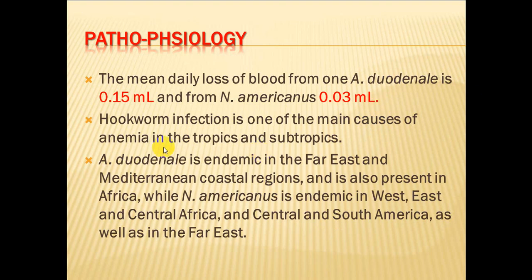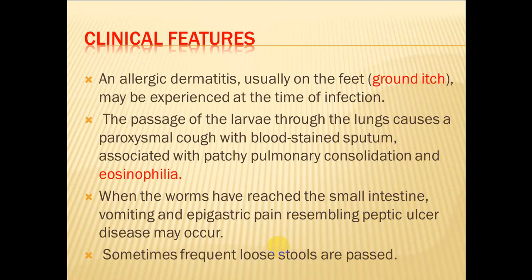Hookworm infection is one of the main causes of anemia in the tropics and subtropics. Ancylostoma duodenale is endemic in the Far East and Mediterranean area and is also present in Africa, while Necator americanus is present in West, East, Central America, and Central and South America, as well as the Far East.